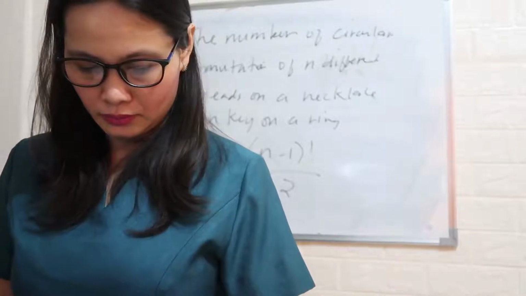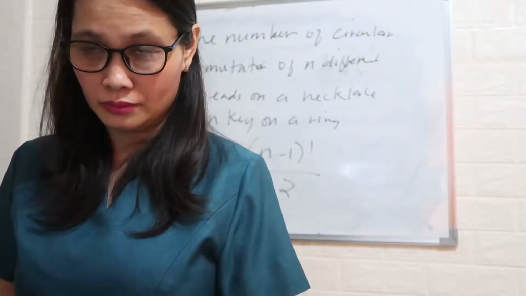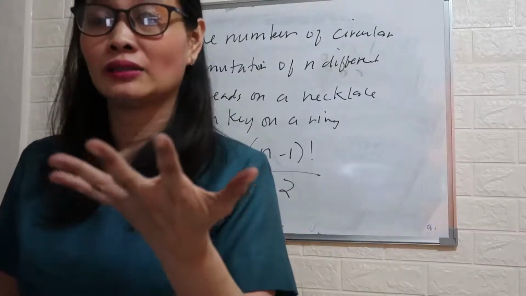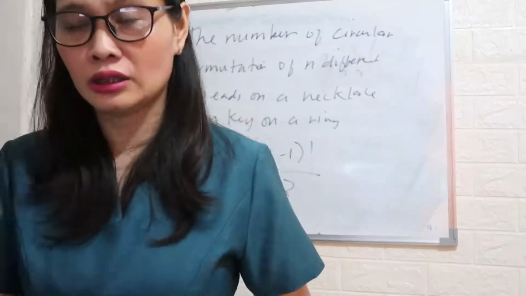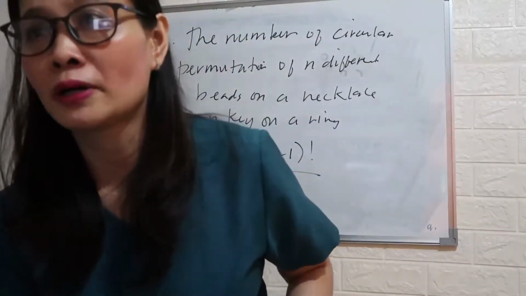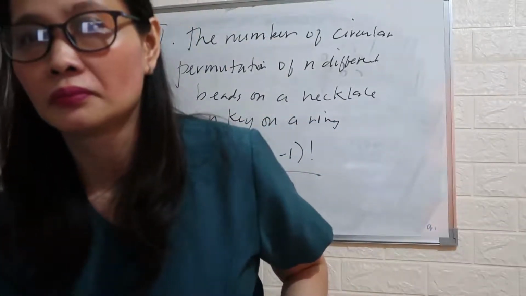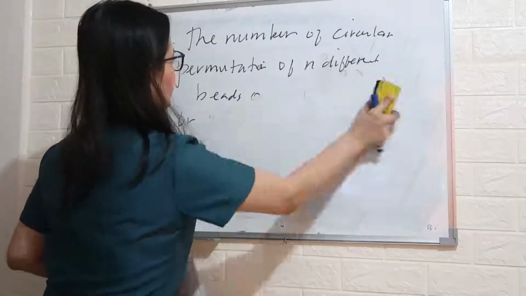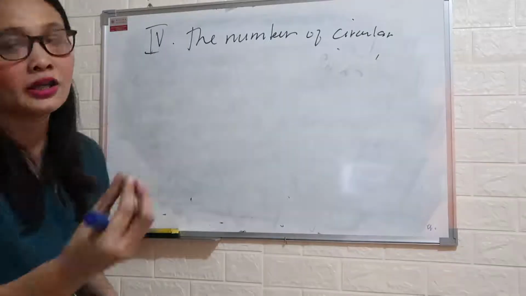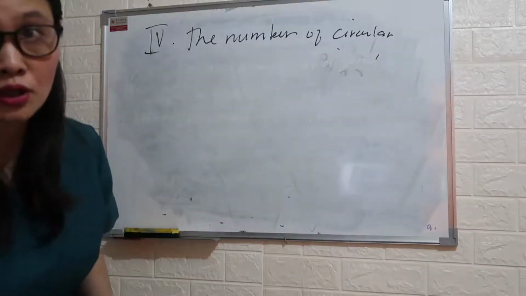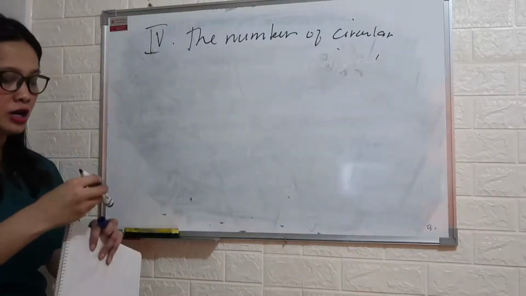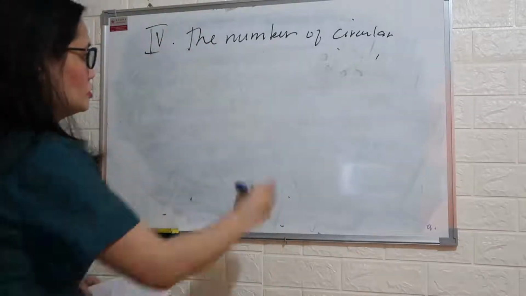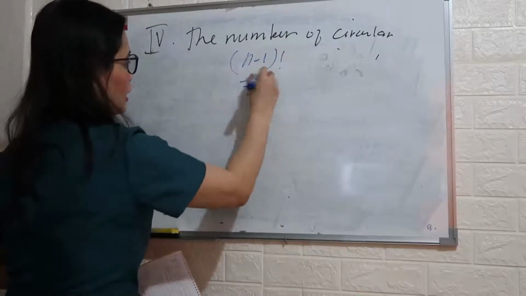Kasi wala kami, parang naalala ko dati. Ano, parang hindi siya mabaliktad. Okay, flipping over. Yes, sir. Pwede kasi mag-flip, di ba? Opo. Okay, pwede mabaliktad, pwede mag-flip. So if that is the case, you need to divide it by 2. That's why we need to divide it by 2. So for example, if the given is beads on a necklace, or key on a ring, pwedeng mabaliktad. That's why we need to divide it by 2. So we have n minus 1 factorial over 2.